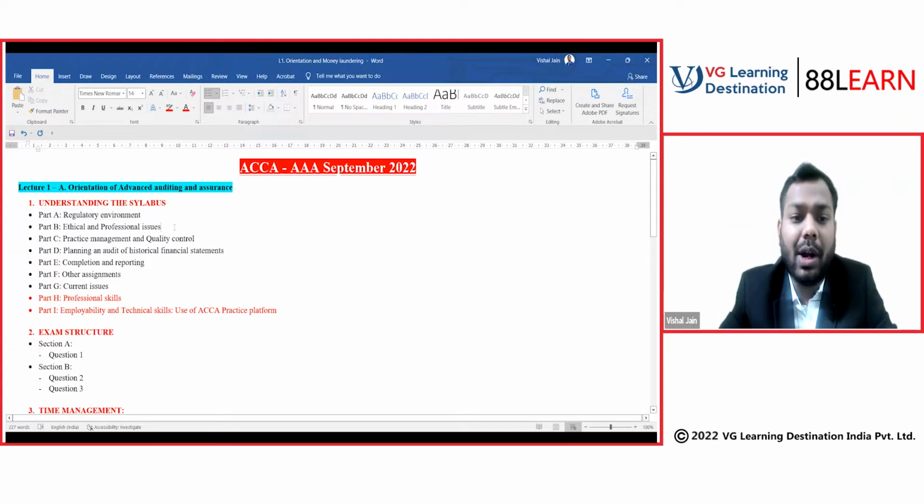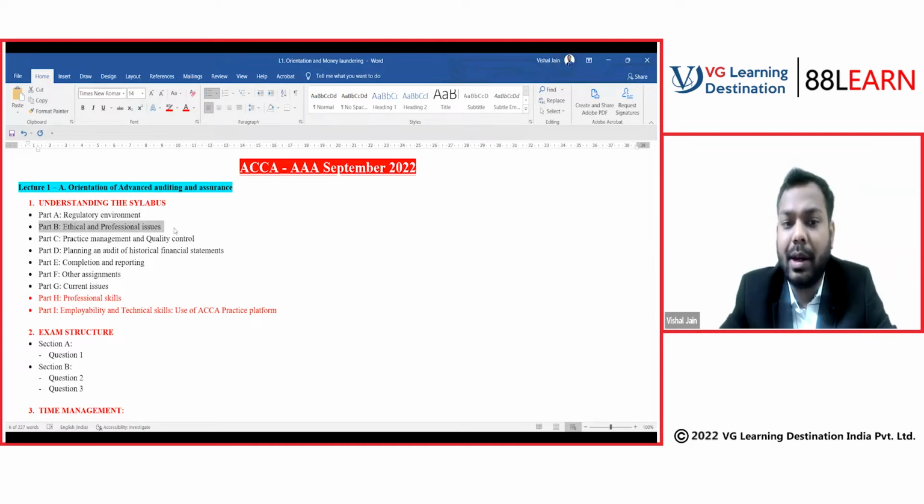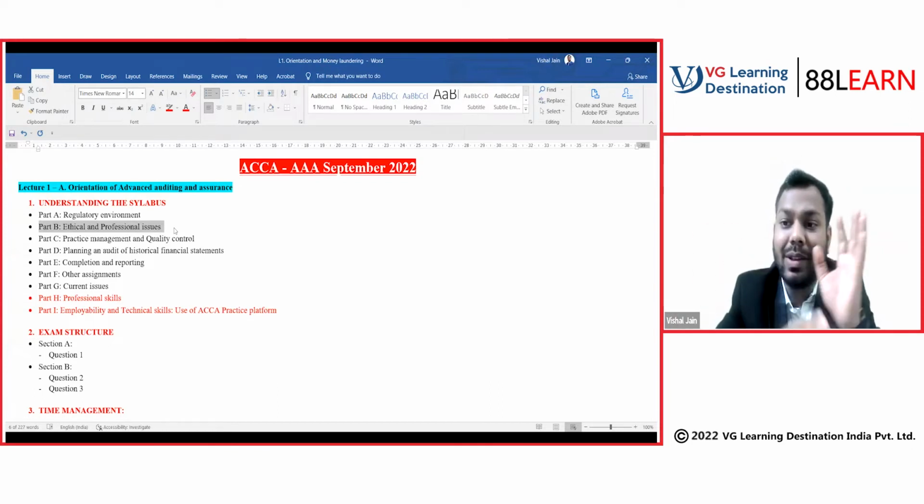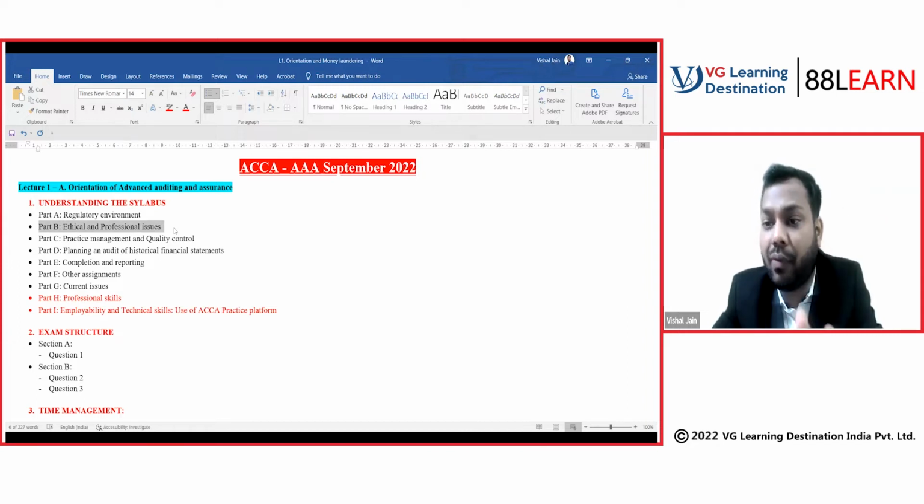Now, what are ethical and professional issues? When I talk about ethical and professional issues, we have to understand that in this part of the chapter, we have to comment whether the act being done by the audit firm is ethical or professional or not. To comment on that, first we have to understand what the ethical responsibilities and professional expectations from the audit firm are.